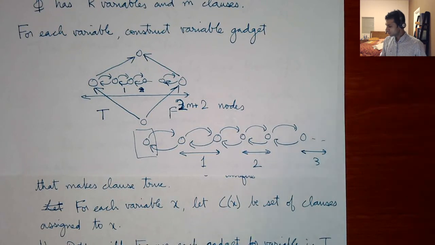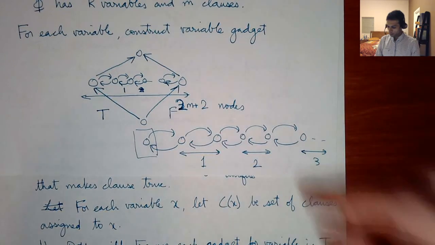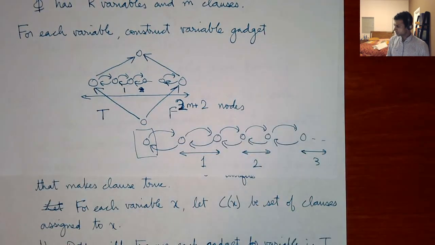I think the confusion might be that in one of our reductions, we had constructed a graph which had duplicates of a variable. But this one we don't, right. I think in the Clique example, we actually had one vertex for each occurrence of a literal. And here we only have one variable gadget for each variable, not even each literal, because we already encode within it true or false.